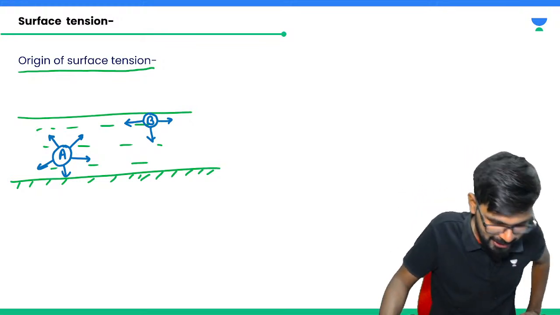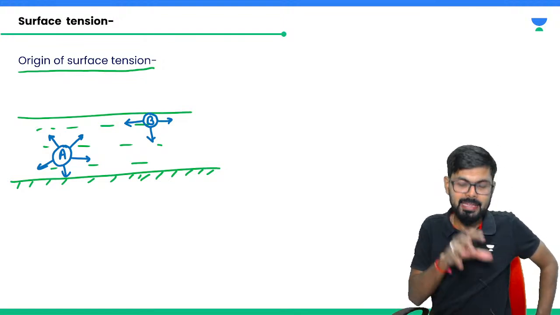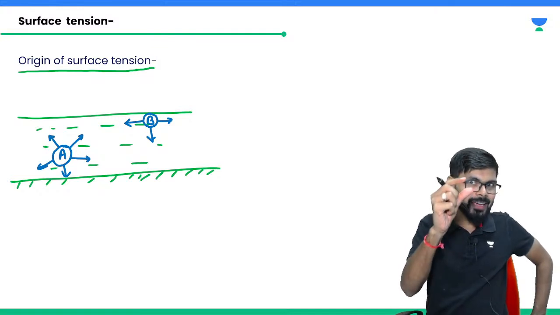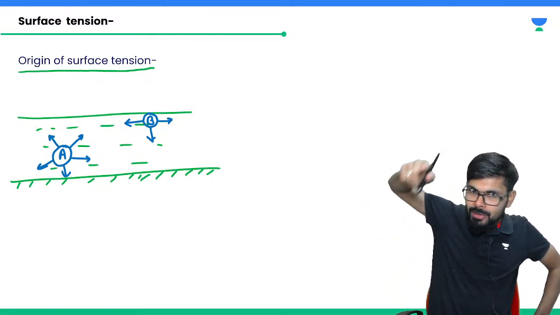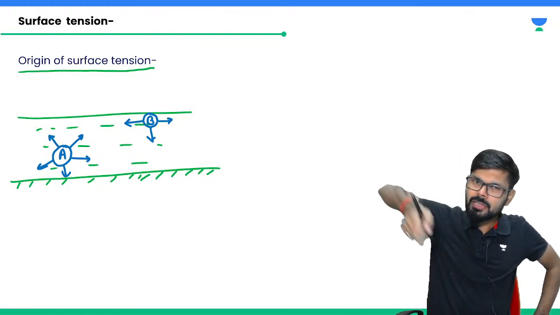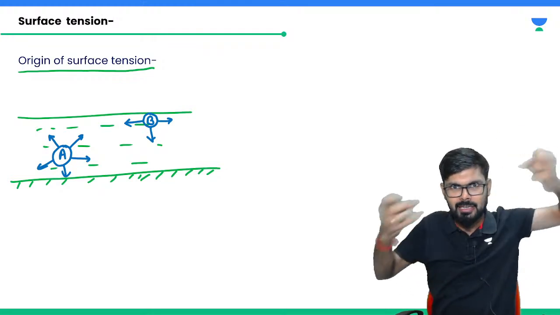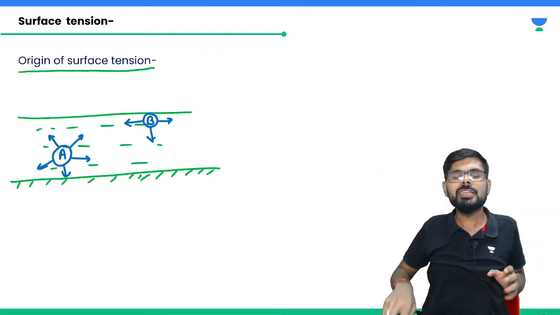Very simple. Now listen here. So I have some fluid. Now I am taking one molecule A which is inside the fluid. Around that molecule A different molecules are there. So चारों तरफ से क्या हो रहा है? Intermolecular forces are there. So it is a balanced condition.